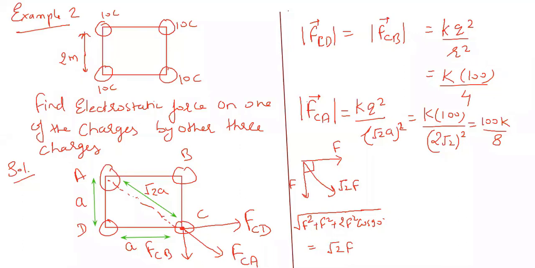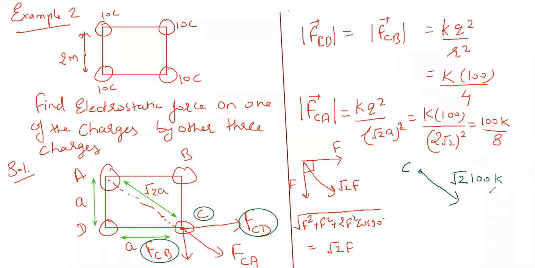See, the sum of this FCD and the sum of this FCB, what will be the value of these two? The net of these two will be root 2f. So I can write, on C, whenever let us say this C point is there, it is 100k by 4. So root 2f is coming out to be the net of two forces. So it will be root 200k by 4.